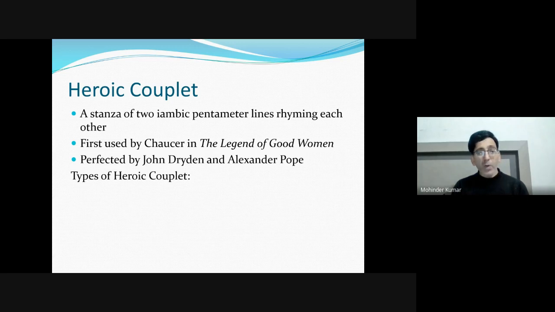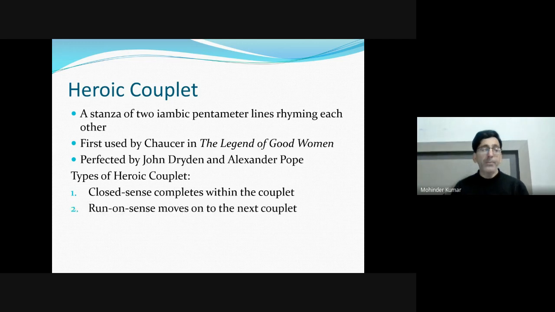Now, types of heroic couplet. Heroic couplet is of two types. One is closed and the second is run-on. Now, what is the meaning of closed, as the name indicates? So in a closed couplet, the sense, means the meaning, gets completed within the single couplet. Closed couplet mein kya hota hai? Do line mein hi meaning pura ho jata hai. That is called closed couplet. For example, John Dryden and Alexander Pope.